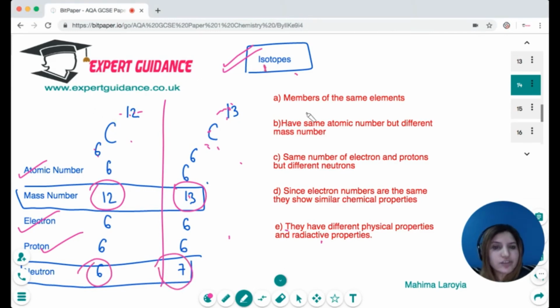So isotopes are members of the same element having the same atomic number but different mass number, the same number of electrons and protons but a different number of neutrons.